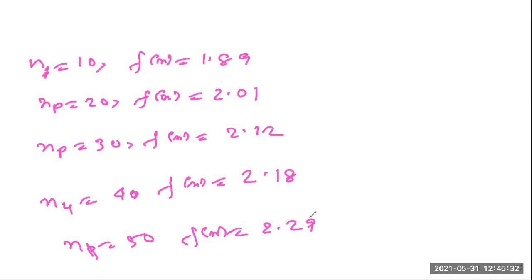So what should be the value of NP? Which value should we choose? What should be the value of NP then?